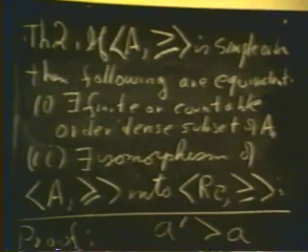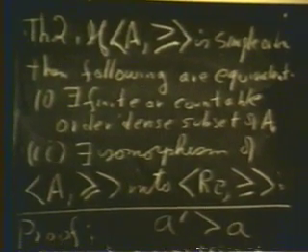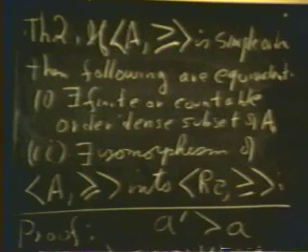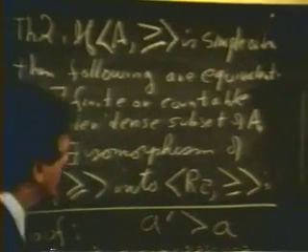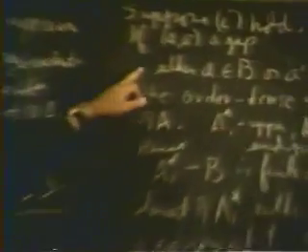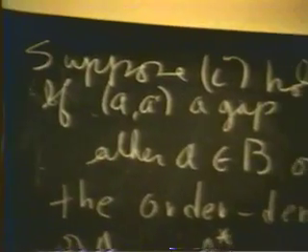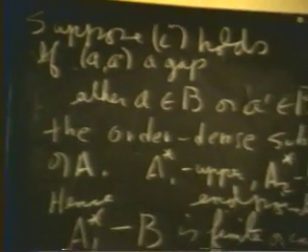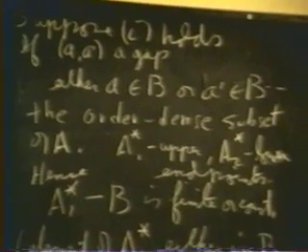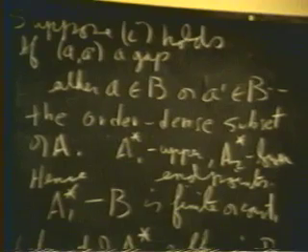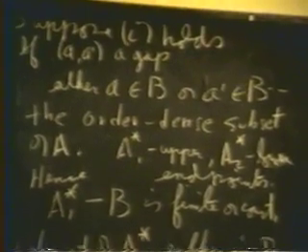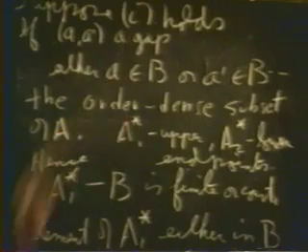So suppose that condition 1 of theorem 2 holds, that is, that we have a finite or countable order dense subset of A. And consider a gap, a, a prime. Well, by the definition of being order dense, either a has to be in B, that is the order dense subset of A, or a prime has to be in B, because there's nothing in between the two, so that, considering any two elements, one of them would have to be in B.